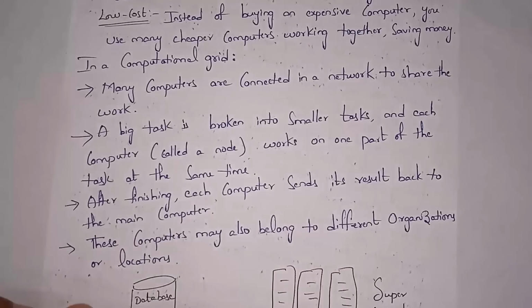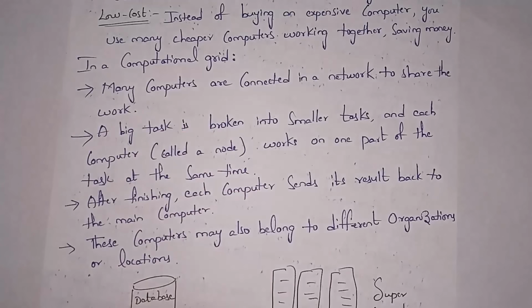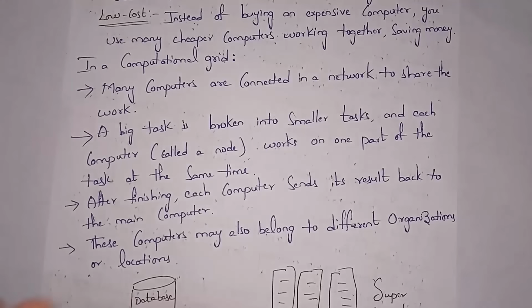In computational grid, all computers are connected to each other by using internet and they will share work among themselves. A big task is broken into smaller subtasks and each computer works on one part of the task at the same time. Guys, all computers will perform work at the same time. So it will save our time. And after finishing, each computer will send result back to the main computer.